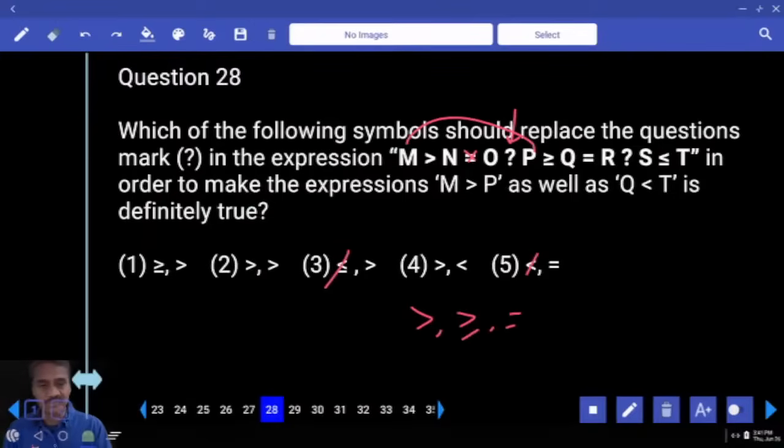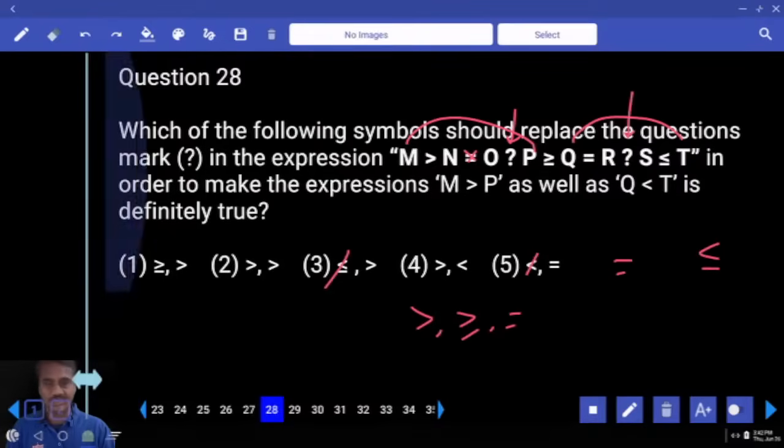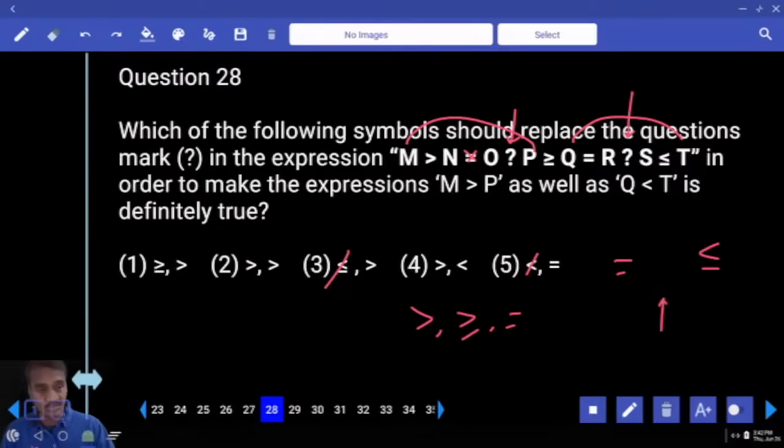Then coming back to the second conclusion, Q lesser than T. Now from Q to T, Q lesser than T. And this is the only place left over. Equal to and lesser than are already existing. Then which symbol do we need to get lesser than? Only lesser than. Hence, the second symbol must be lesser than. Second symbol lesser than is given in which choice? Choice 4 is the answer.